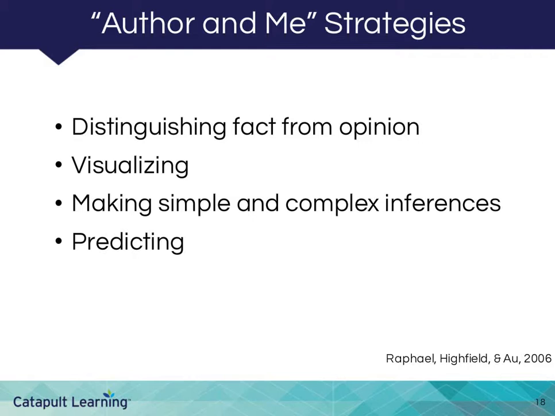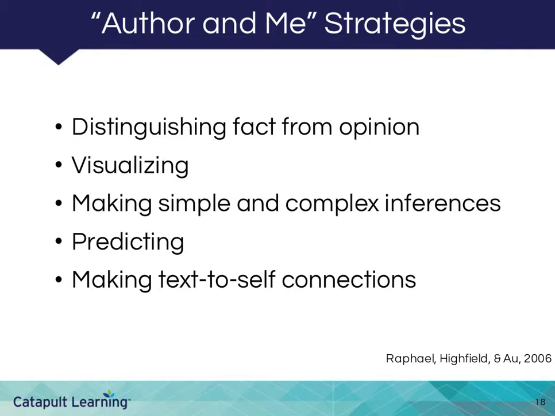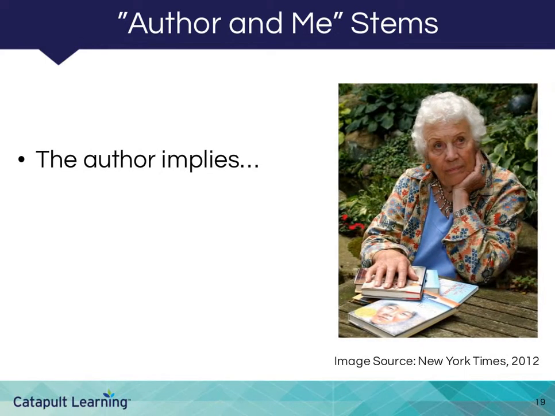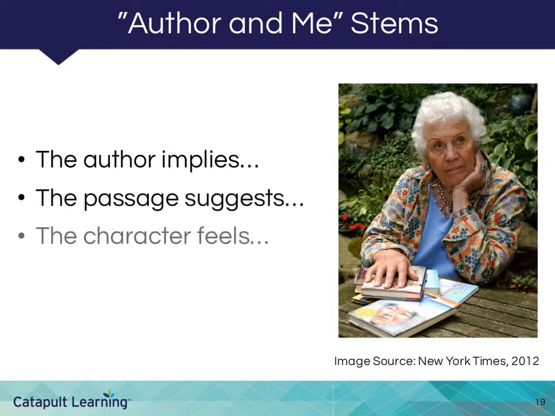Make judgments about how they would respond in situations faced by characters in the story they read. Capable readers are expected to make text-to-self connections as well as text-to-theme and text-to-world connections. Critical readers have to be able to integrate what they read with what they know. Author and Me question stems often begin with, the author implies, the passage suggests, the character feels. What can you conclude?